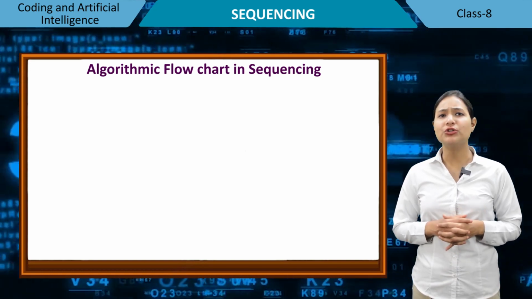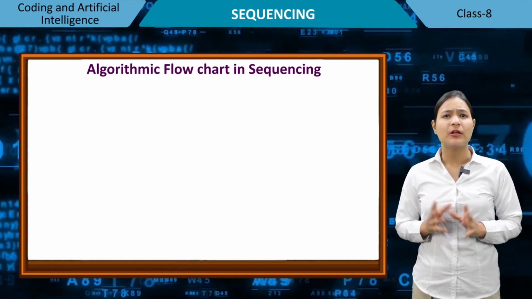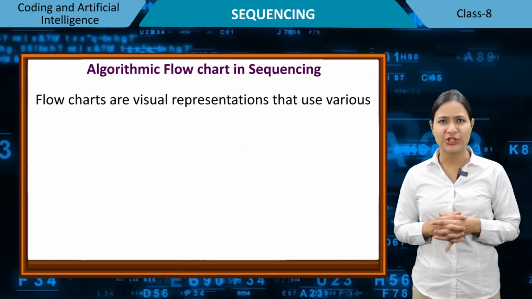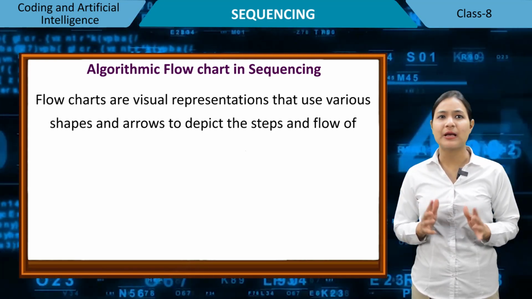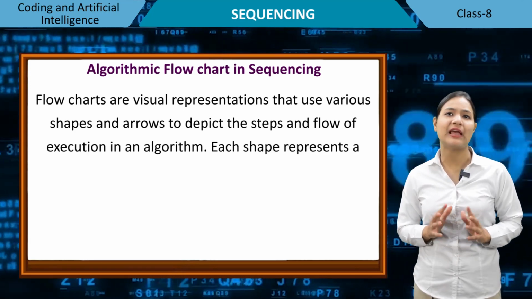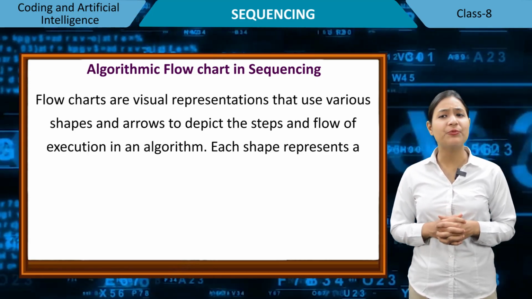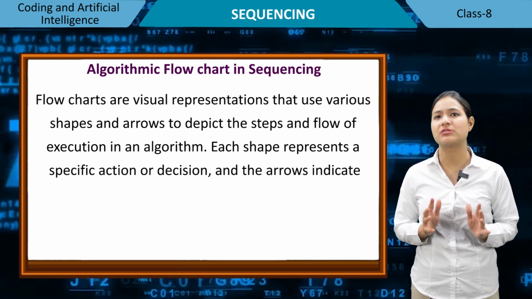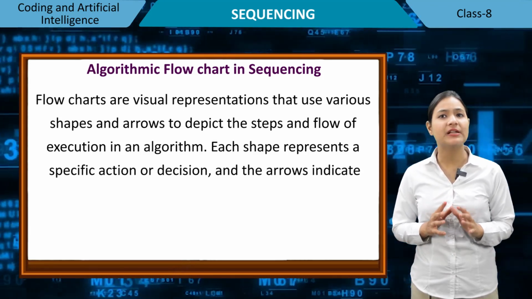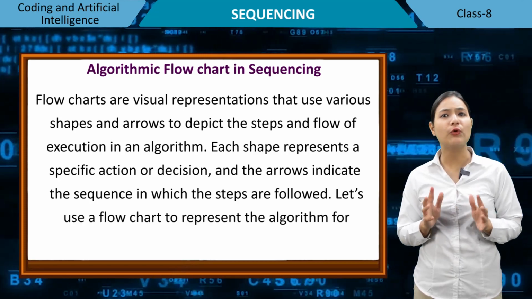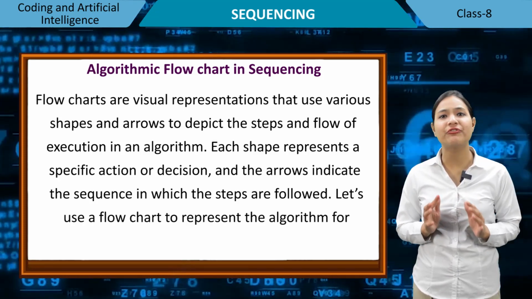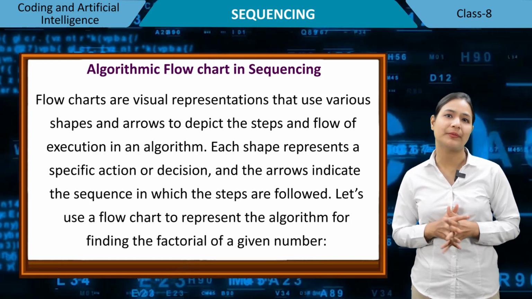Algorithmic flowchart in sequencing. Flowcharts are visual representations that use various shapes and arrows to depict the steps and flow of execution in an algorithm. Each shape represents a specific action or decision, and the arrows indicate the sequence in which the steps are followed. Let's use a flowchart to represent the algorithm for finding the factorial of a given number.